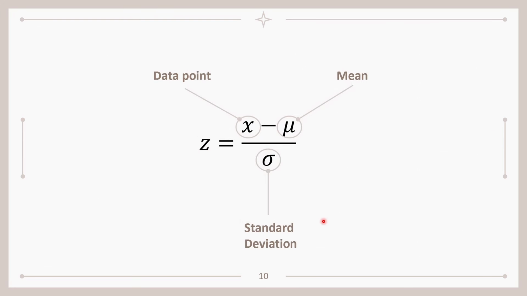Okay. So next is our formula for z-score. So when we compute for z-score, it is simply your data point represented by x minus mu, which represents our mean, all divided by the standard deviation. And just to illustrate this further, let's have a sample problem.